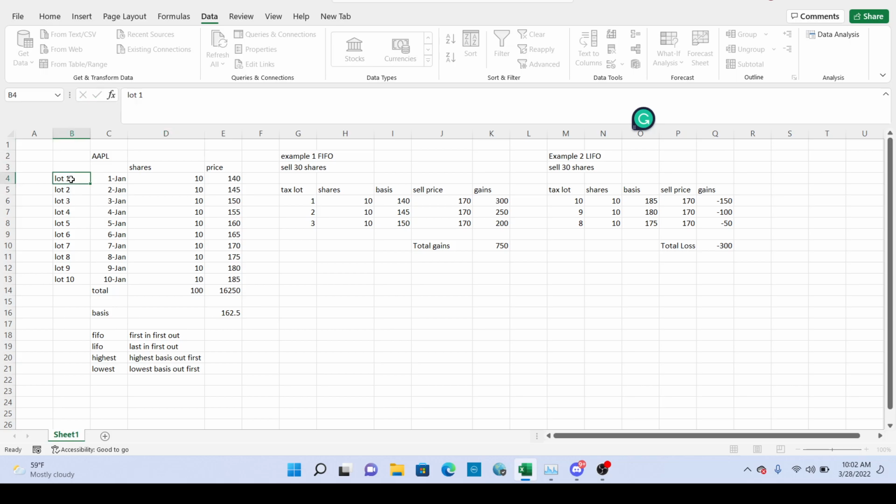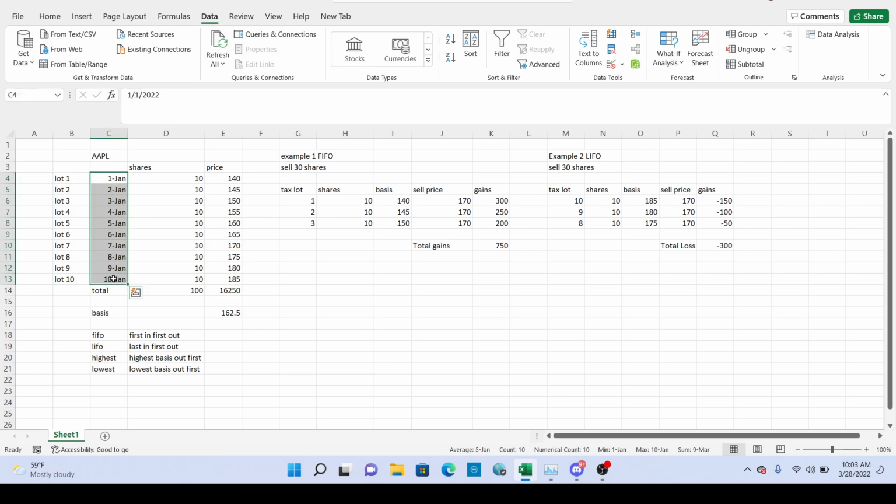So a tax lot is basically a transaction, and based off this transaction, you are going to be taxed in a certain way. So let's say we bought Apple 10 times, and let's just say that Apple's been going up straight for 10 days. So on January 1st, we purchased 10 shares at $140. And then all the way here on January 10th, we purchased 10 shares at $185. We have all these transactions in between. So each of these transactions is considered its own tax lot.